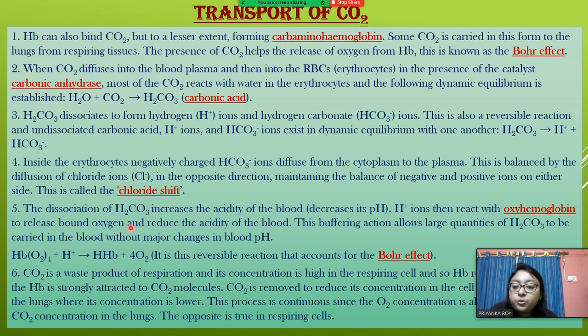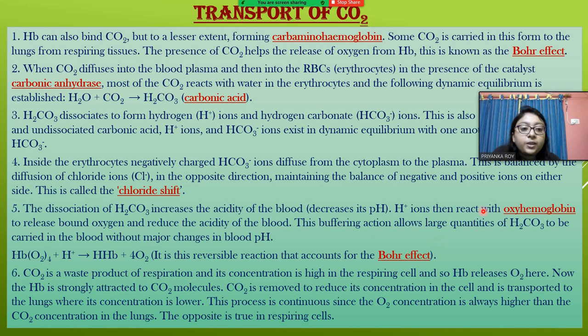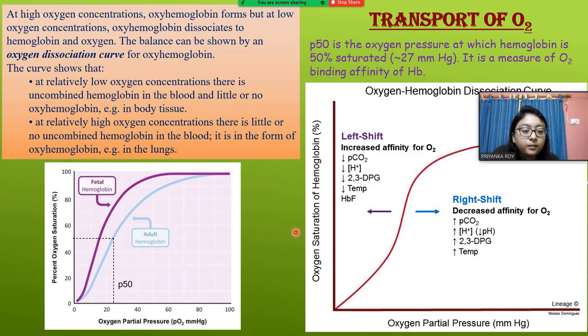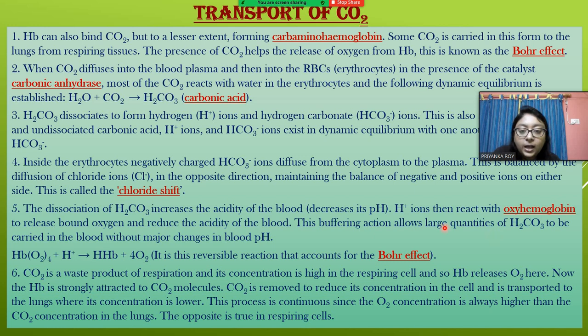And this dissociation of H2CO3, like I mentioned, increases the acidity of the blood. Then H plus ions react with oxyhemoglobin to release the bound oxygen and reduce the acidity of the blood. Like I said, the affinity for O2 will decrease with an increase of H plus ions or a decrease of pH. That is exactly what will happen here, and this reaction is reversible. This is completely due to the Bohr effect: the CO2 increases, the pH decreases, and H plus ions increase. This phenomenon is known as the Bohr effect.